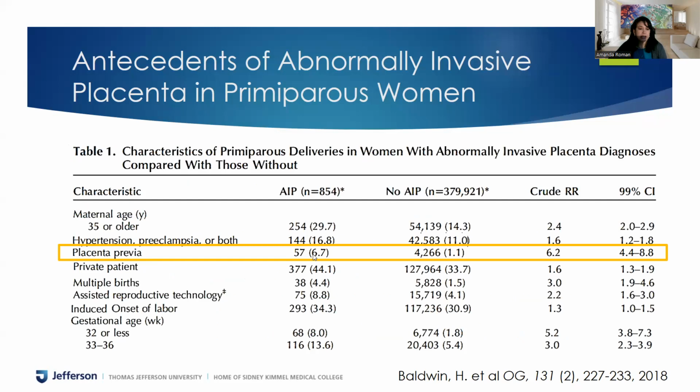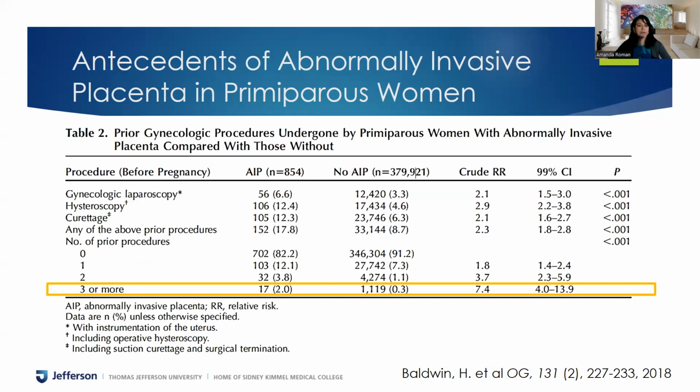So these are the characteristics of the patients. Again, older, having placenta previa, and multiple births, and they were associated with earlier gestational age at delivery. The procedures that were associated with the placenta accreta spectrum were, in gynecology, laparoscopy, all of them included some form of instrumentation of the uterus, hysteroscopy, both diagnostic and operative, curettage, including suction curettage and surgical terminations. With any of the above procedures, the risk is 2.3.